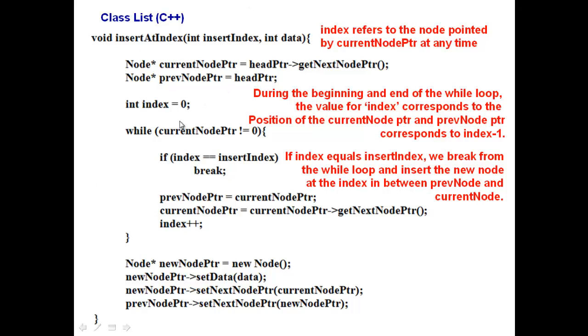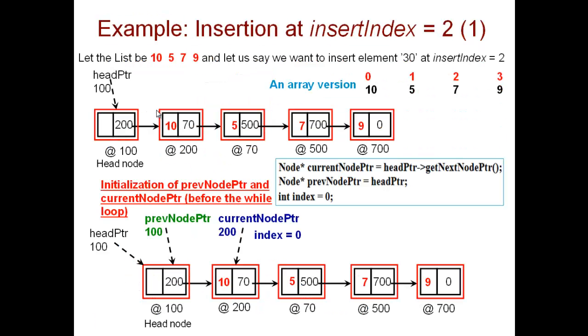Now we need to keep track of where we are currently in the traversal of the list. So we use another temporary variable called index, initialized to 0, and that also means that's the index of the first data node. So the current node pointer is currently looking at the first data node, and we always start indexing from 0. So the first data node is considered to be at index 0.